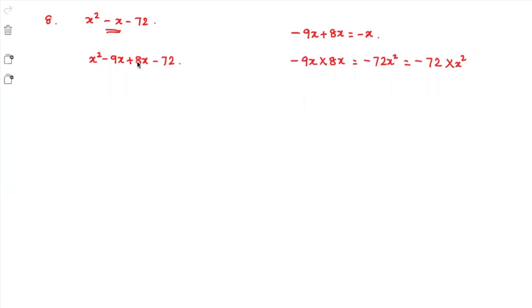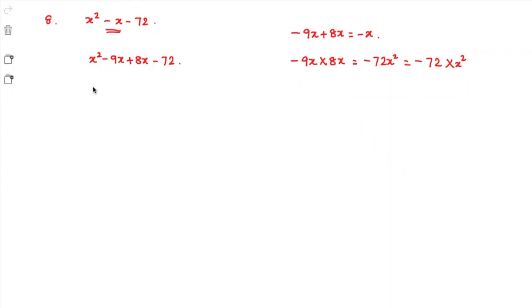Now the question is, whenever you have a negative as one of the extremes and a positive as the other extreme, this is very, very important, I repeat, it is understood that the middle term will have one negative and one positive sign. If the extremes have one negative and one positive sign, that means the middle term will also have one negative and one positive sign.